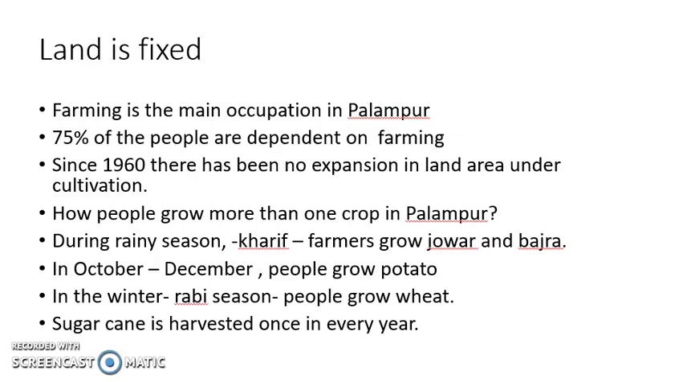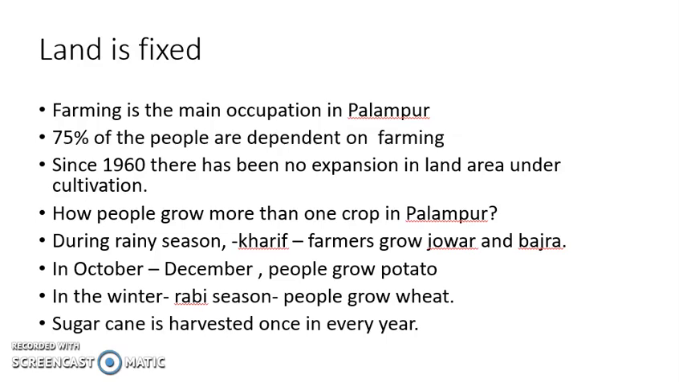Next we have to study about land is fixed. We can say that farming is the main occupation in Palampur. So Palampur resembles a village in western UP, and most of the villages in India where we can see farming is the main occupation. In the same way, in Palampur, we can see farming is the main occupation.